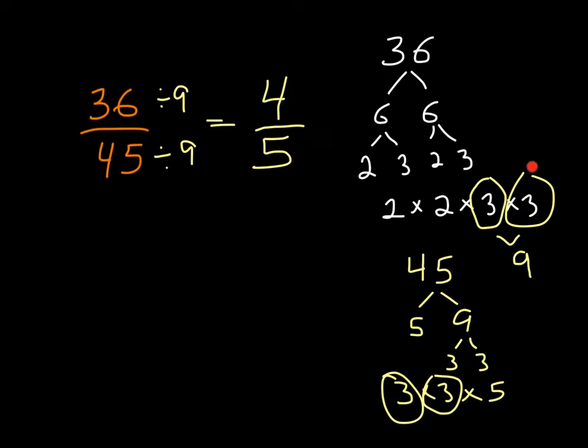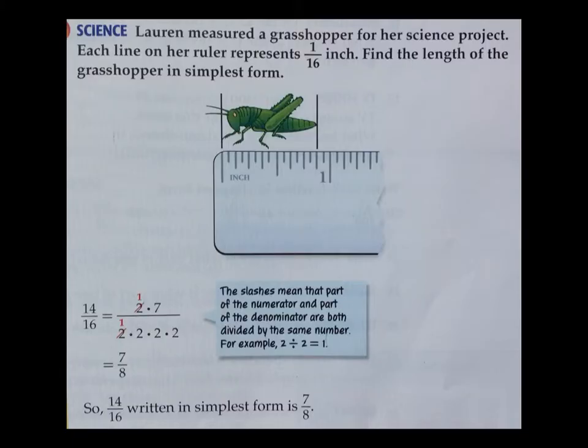Now if I did my prime factorization and there were no factors that were the same, then it would be in simplest form. Here's an example of a word problem that'll ask you to find simplest form. So it says, Lauren measured a grasshopper for her science project. Each line of her ruler represents 1/16 of an inch. Find the length of the grasshopper in simplest form.